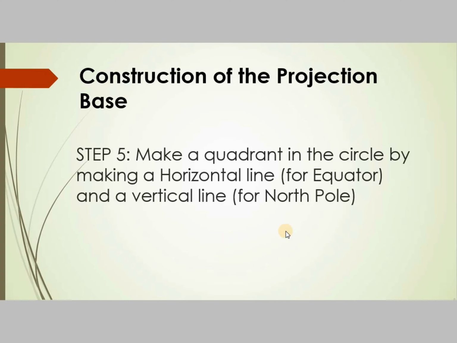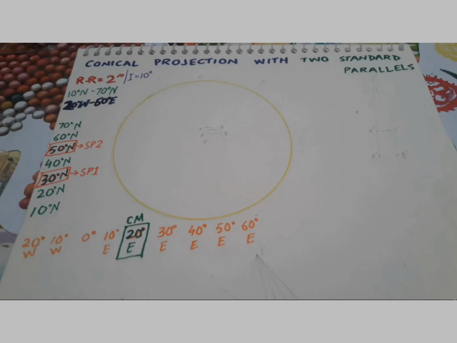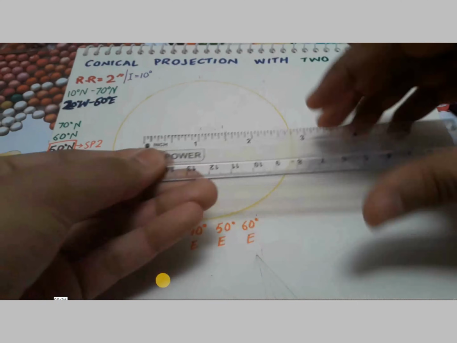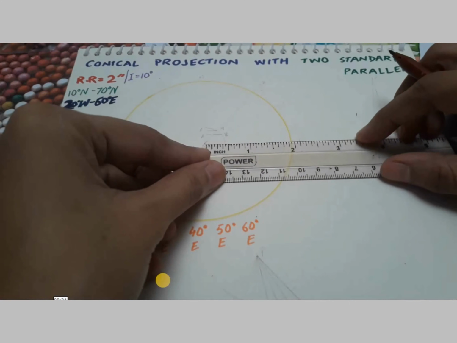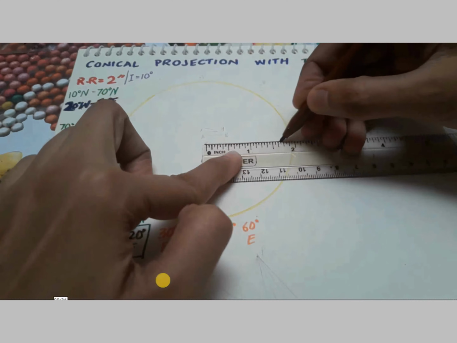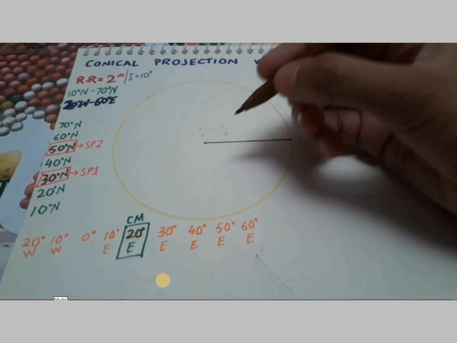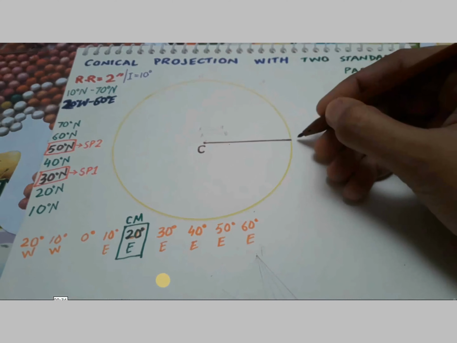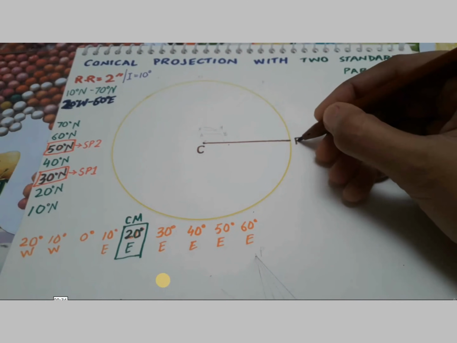Next step is to mark a quadrant in the circle by making a horizontal line which will be the equator, and by making a vertical line which will be the North Pole. So here's how it is done. From the center to the circumference of the circle we will make a horizontal line, and that line will be the equator, and we will label the center as C and the outer point as E for equator.